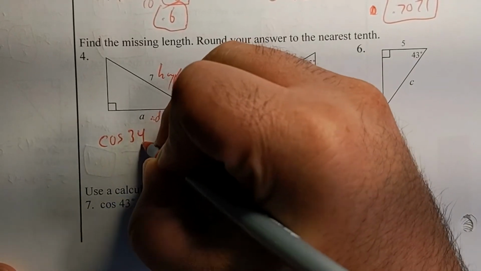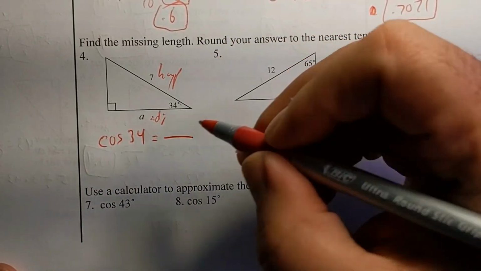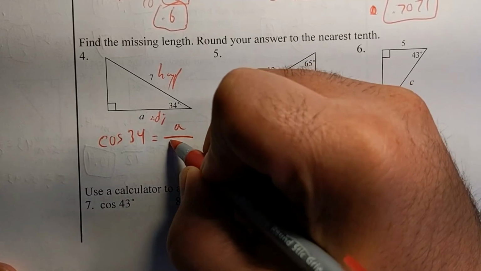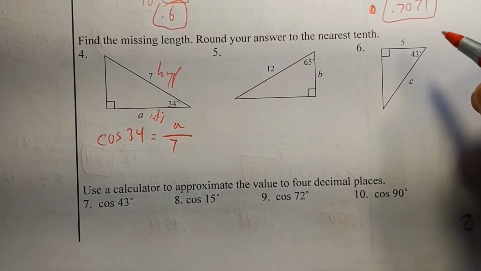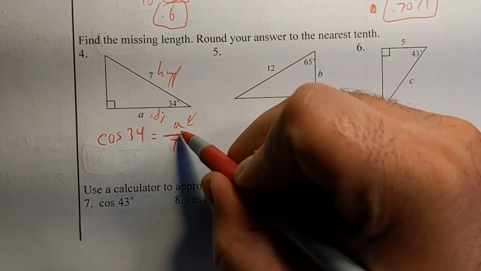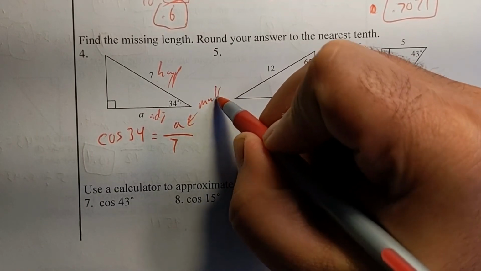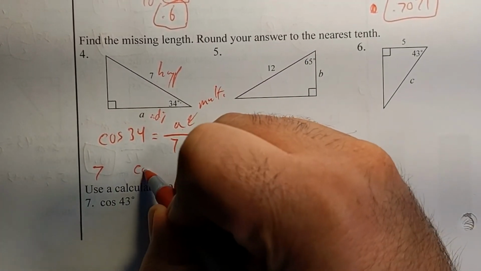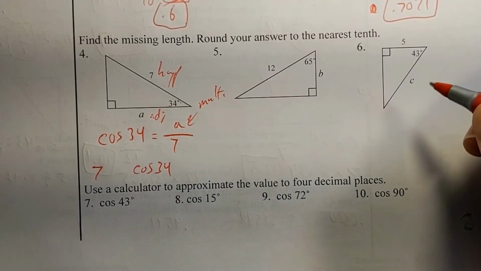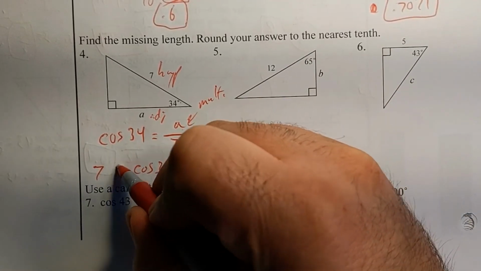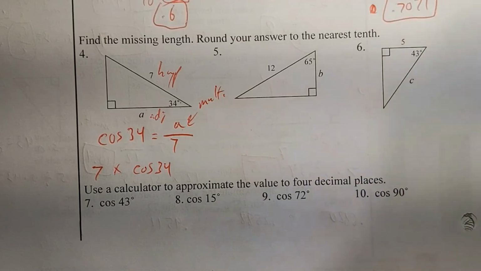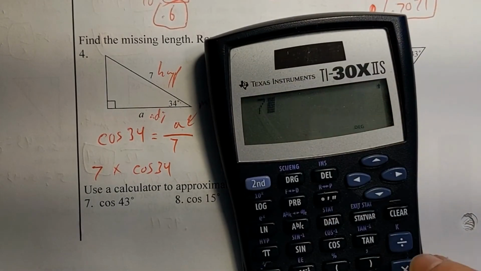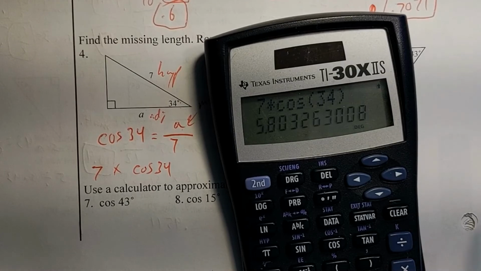The angle always goes next to it. And then cosine says adjacent goes on top and hypotenuse goes down to the bottom. Just like before, since the variable is on top, you're going to multiply. You're going to write 7 first, cosine of 34 at the end, and then it's multiply here because the A was on the top. Put it in the calculator, 7 times cosine 34, and it gives you the answer. So that's 5.8.